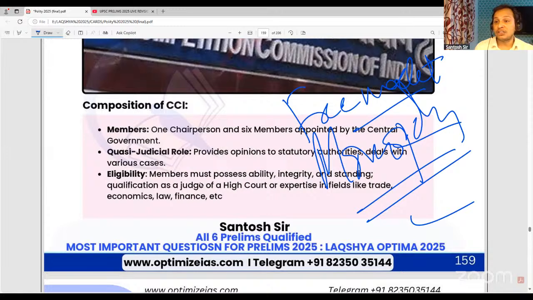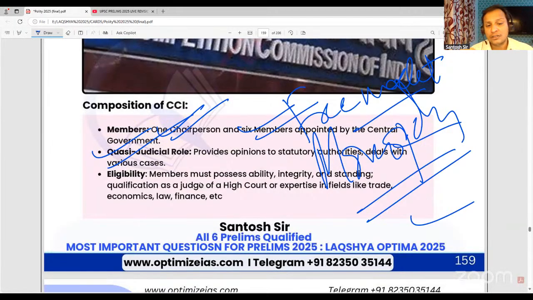The composition of the Competition Commission of India is one chairperson and six members. Basically, it's a quasi-judicial body. Members are from judicial backgrounds, and also law, economics, and finance. This is an important topic, guys. The Competition Commission of India can be asked.